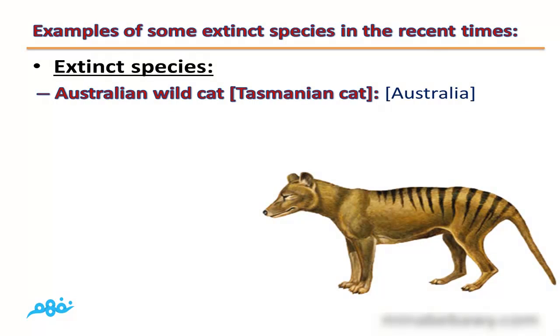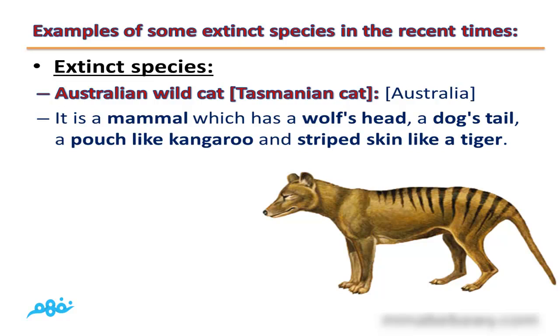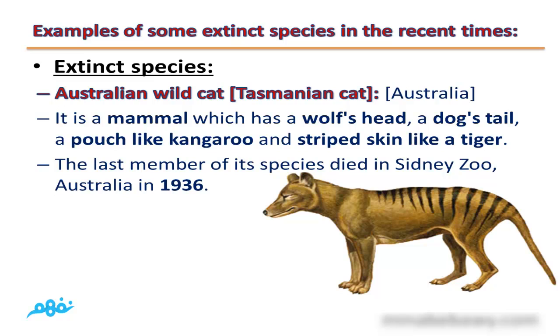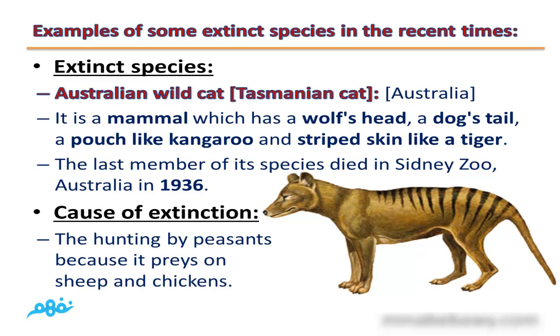The fourth species is the Australian wildcat or Tasmanian cat, which lived in Australia. It is a mammal which has a wolf's head, a dog's tail, a pouch like a kangaroo, and striped skin like a tiger. The last member of its species died in Sydney Zoo, Australia in 1936. Cause of extinction, hunting by peasants, because it preys on sheep and chickens.